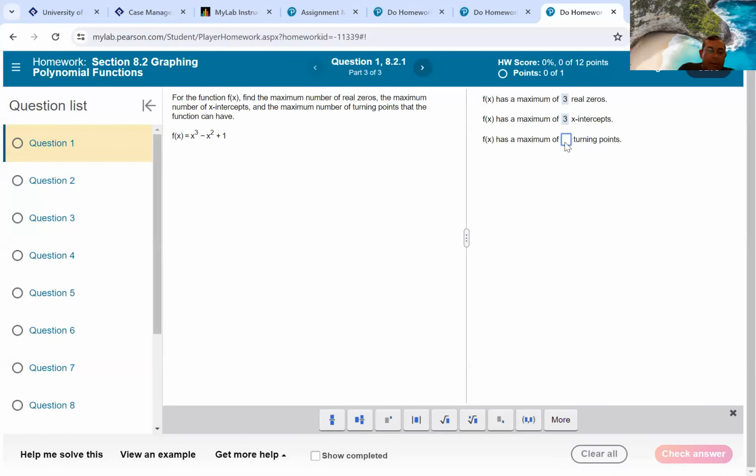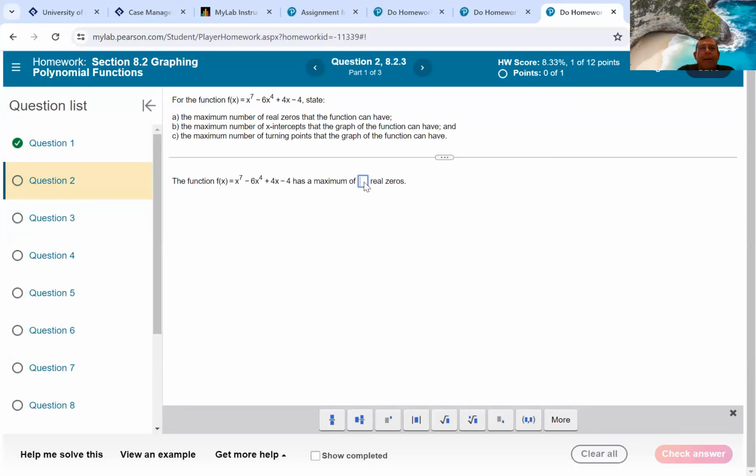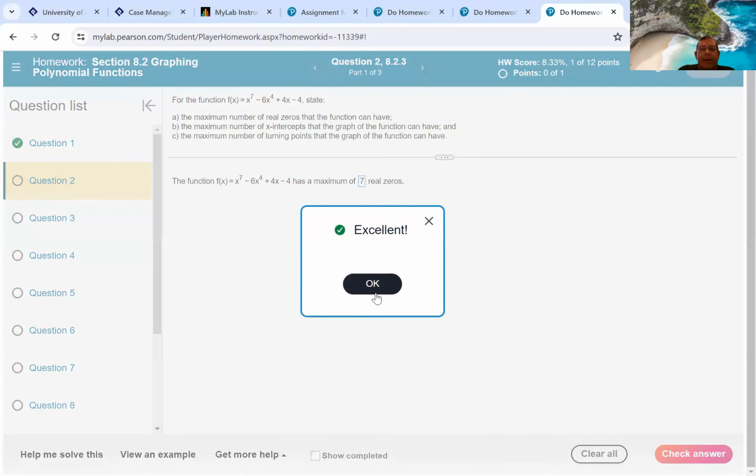So y'all knowing that, on y'all's little polynomial here, what's the maximum number of real zeros? So 7, that's perfect. All right, how about the maximum number of x-intercepts? So 7 again. And then maximum number of turning points. So 6, perfect.